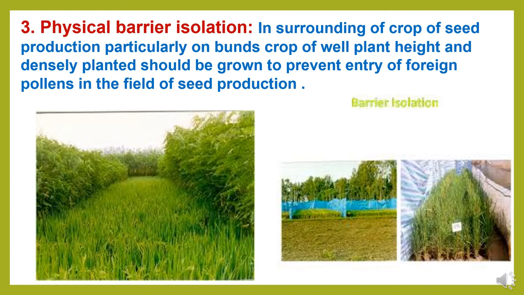Third type of isolation is physical barrier isolation. In surrounding of crop of seed production, particularly on bunds, crop of well plant height and densely planted should be grown to prevent entry of foreign pollens in the field of seed production. Means this is the method where the barriers are used, like plant hedges or tarpaulins or other physical methods to avoid contamination from foreign pollen.